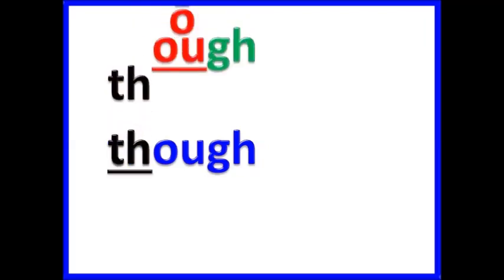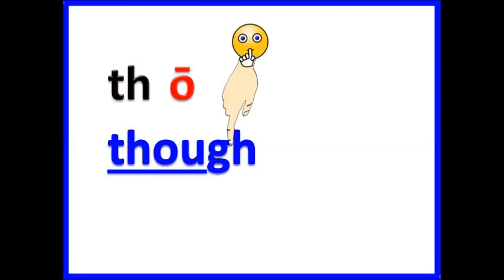Do. GH is silent. Okay? Here again. You see the OU? The OU, which usually says ow, like in house, you know, a mouse. The OU is making a long O sound. O, O. So that's the O, do, like in donut, donut. That's a beautiful donut right there.